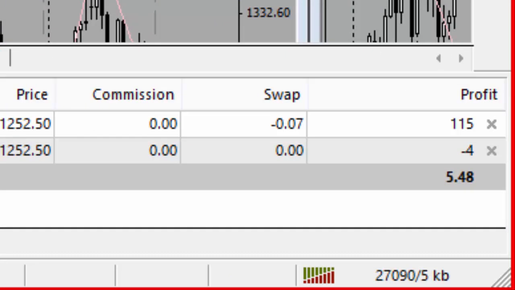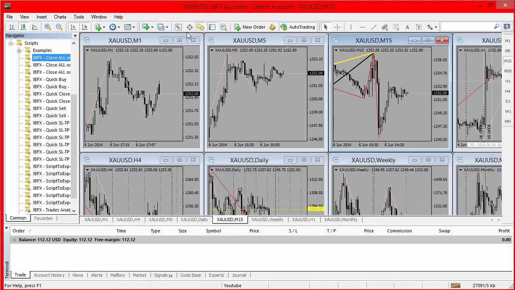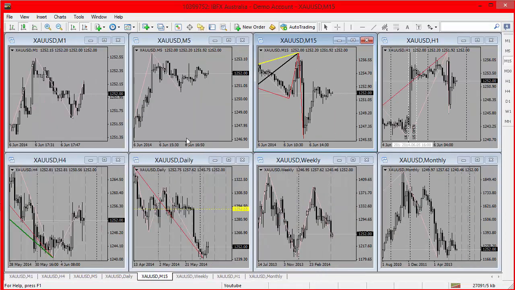I still believe that the bigger trend is down, but I am unsure about the upward retracement. We'll have to wait for the price movements next week.